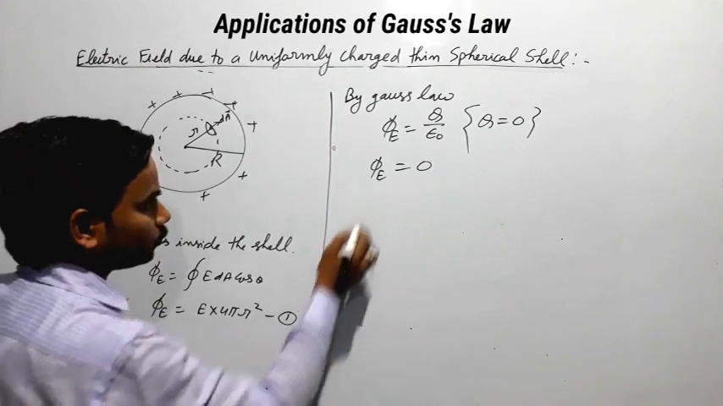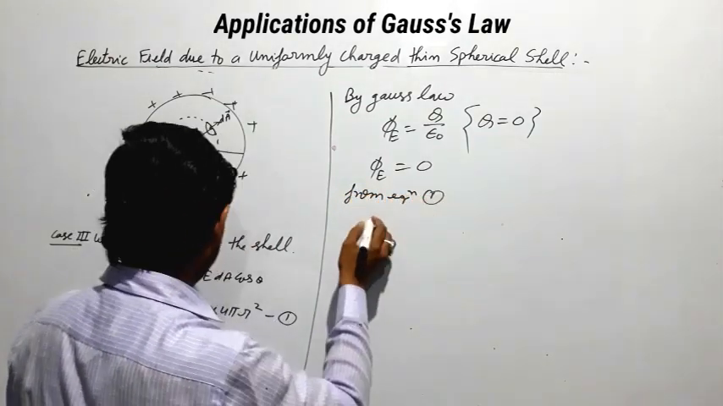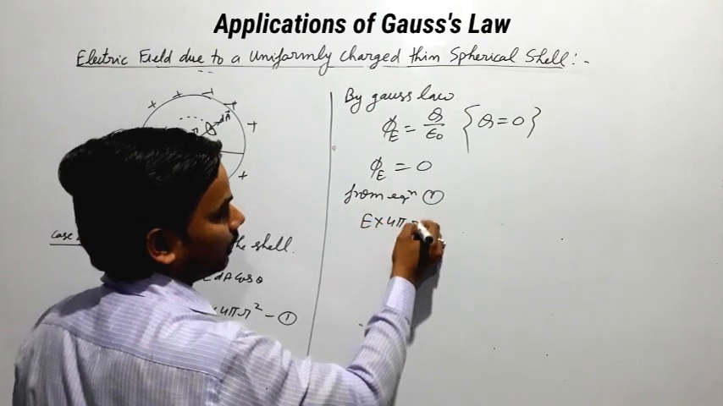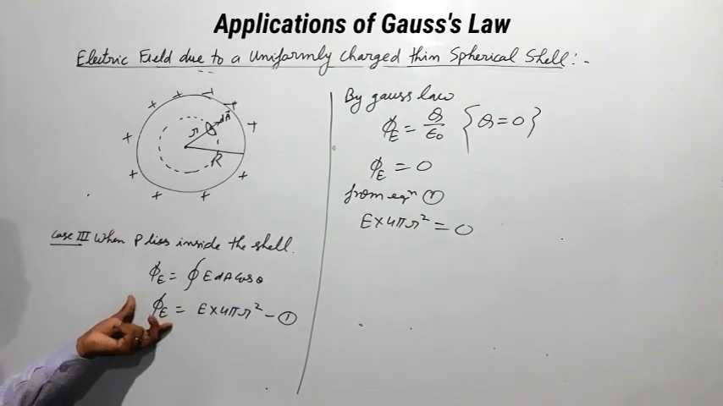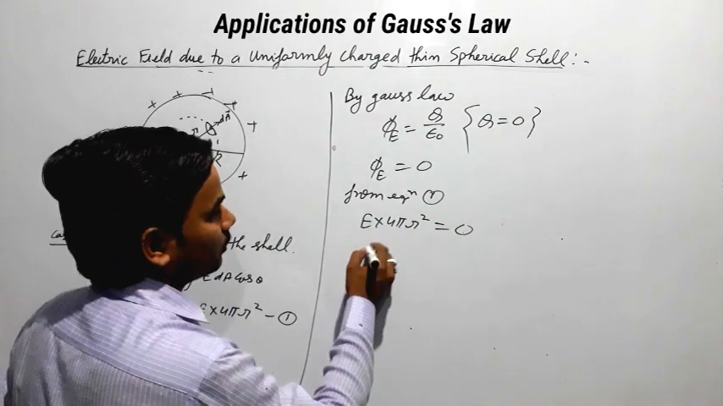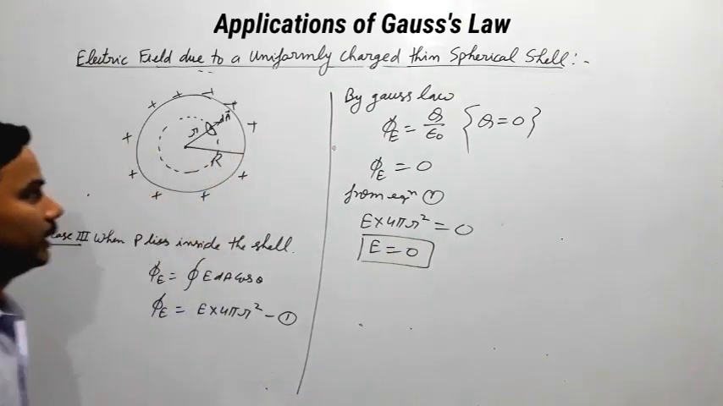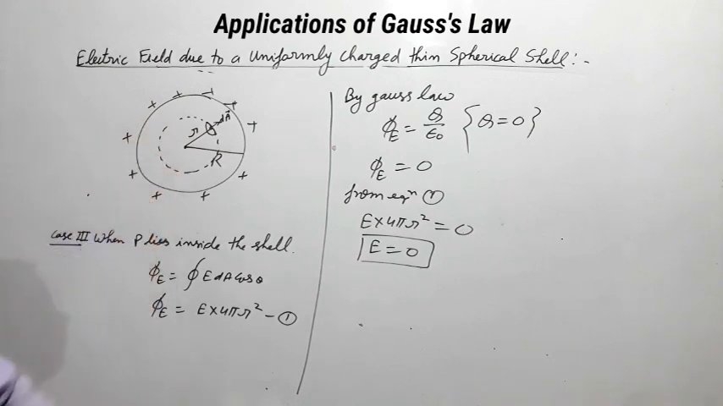Now from equation 1, this will be E into 4 pi r square equals to 0. Okay, here we will put the value of phi. So E will be 0. This shows that the electric field inside the spherical shell is always 0. Okay.